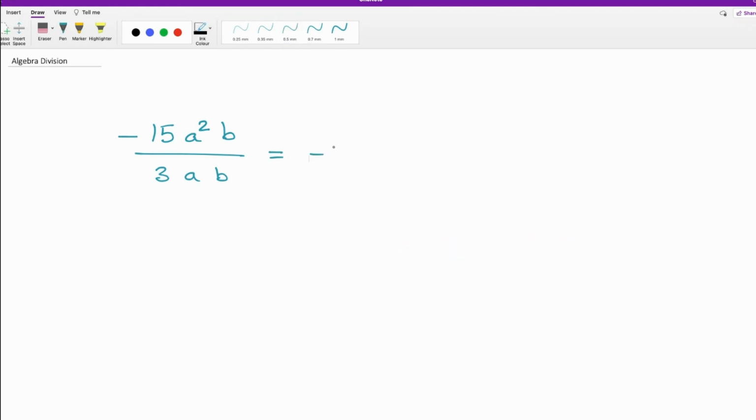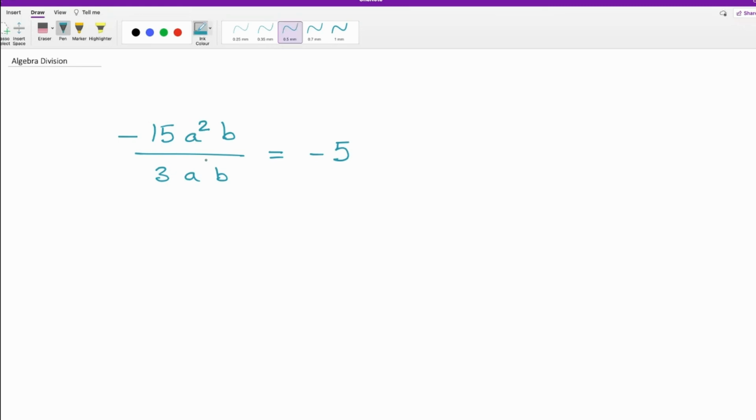The second step is having a look at our numbers. We've got 15 and we've got 3. 15 divided by 3, that gives us an answer of 5. That's our second step done. Our third step is to have a look at our pronumerals. So let's have a look at those like pronumerals whenever we're doing these questions.